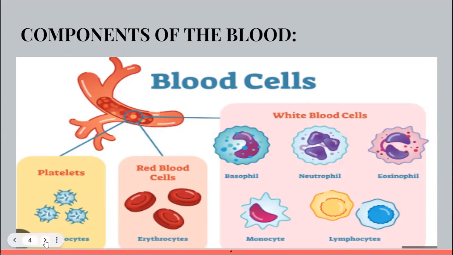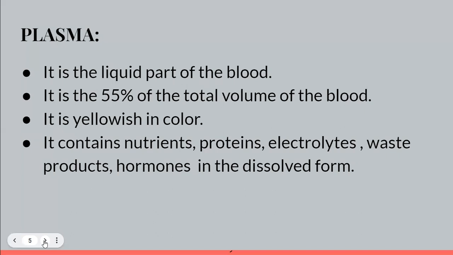Now one by one we will see the function of all of them, but before starting, we should know that all these different types of cells are circulating in a liquid watery part of the blood which is called plasma. What is plasma? It is just the watery part. It is 55% of the total volume of the blood, and if we remove all the red blood cells and white blood cells from our blood, this plasma will be pale yellowish in color. All the nutrients, proteins, electrolytes, waste materials and hormones are dissolved in plasma and then transported. So plasma is actually the medium of transportation.